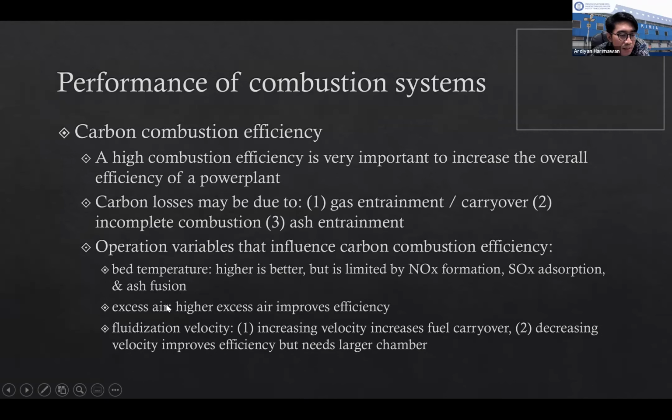Thank you, Pak Indra. The other variable that influences the efficiency of the combustion is always the excess air, right? Because if you have excess air, it means you provide more oxygen, which means you improve the efficiency. Then the other one is the velocity of the fluidization. If you use fluidized bed combustion and you increase the velocity of the air, then you will also increase the possibility of carryover, the entrainment. So part of the solid will go up, not burned, but just go to the top part of the burner.